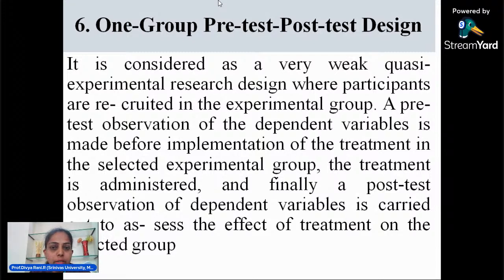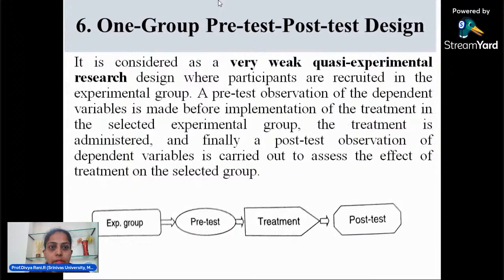Now, next slide. You can see the picture here. See here, what happens is that there will be an experimental group and there is no control group. Pre-test will be done, treatment will be done, and post-test will be done. And in the experimental group, we are not randomly selecting the participants. So because there is no control group and no randomization, we consider it to be a very weak kind of quasi-experimental design.